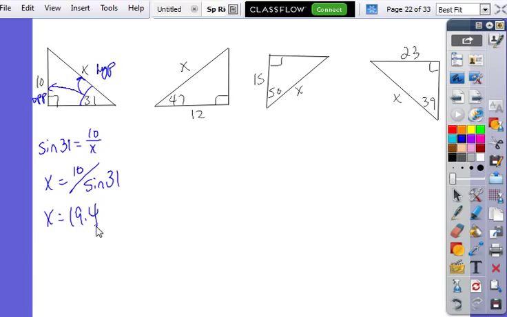Does that answer make sense? I'm looking for the hypotenuse, right? So the hypotenuse should be bigger than that side. Well, 19 is bigger than 10, so yeah, that does make sense.